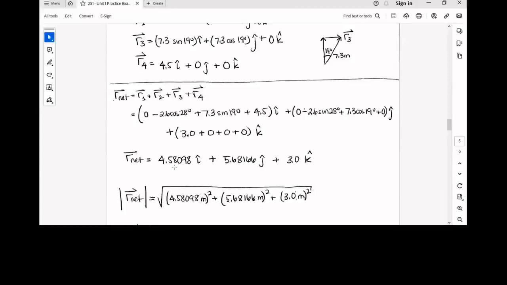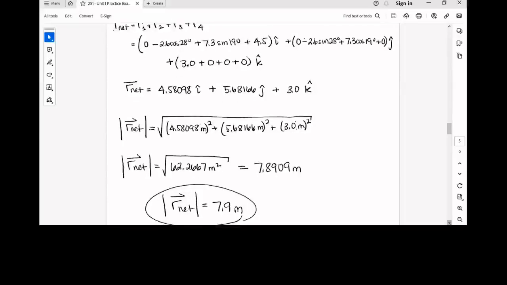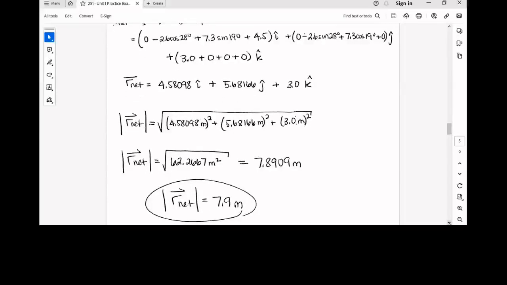But to determine the magnitude, I need to take the square root of the sum of the squares of each component. So in other words, this is the x component squared added to the y component squared added to the z component squared, all of that underneath the square root. When you carry that out, you get 62.2667 square meters. And taking a square root will take you to 7.8909 meters. Applying sig figs, that gets you to 7.9.